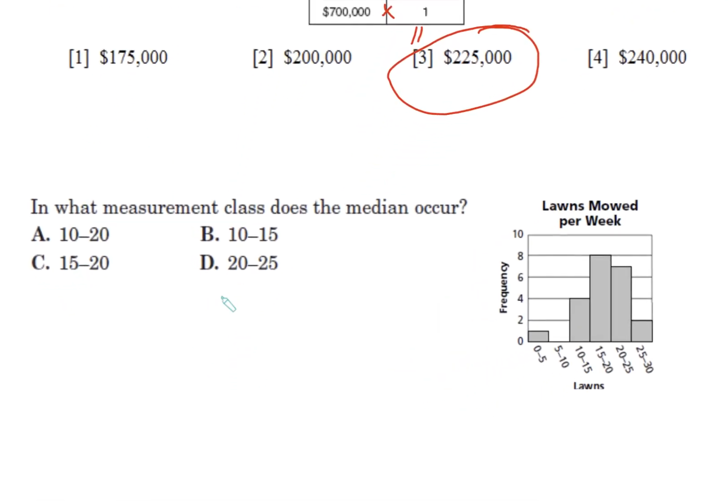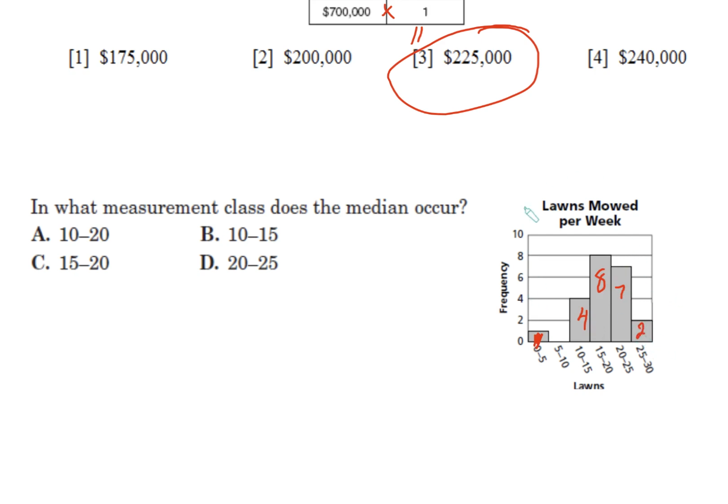Now in our last problem, it says, in what measurement class does the median occur? So here is our histogram, and we want to find, okay, which range has the median? Because we can't really pick the median, we can pick the range that it is in. So first, before we start, we have to find out the total number. So we have to find the total frequency. So this is 1. Over here, this is 4. This is 8. This would be 7 because it's between 6 and 8. And this would be 2.